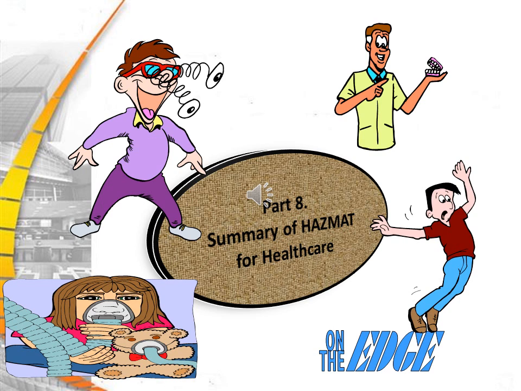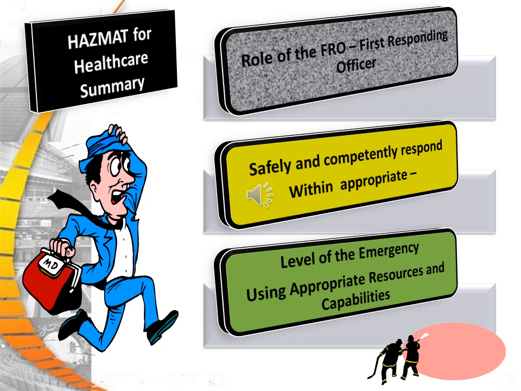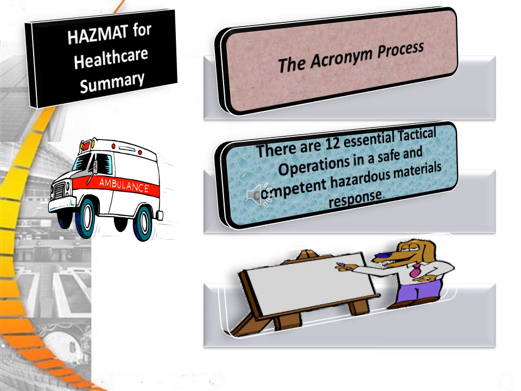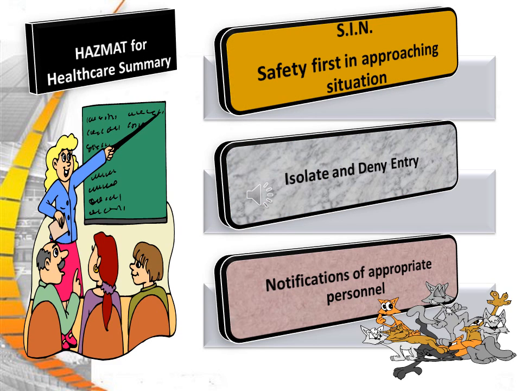Part 8, Summary of HAZMAT for Healthcare. The role of the first responding officer is to safely and competently respond with an appropriate response level based on the level of the emergency and using appropriate resources and capabilities. There are 12 essential tactical operations in a safe, competent hazardous materials response. Safety first in approaching the situation, isolating and denying entry to those who do not belong in the area, and notification of appropriate personnel.